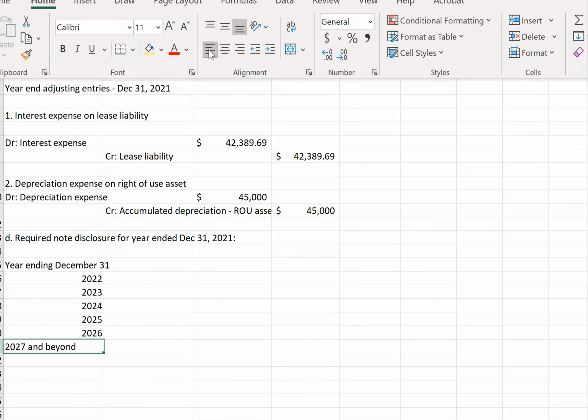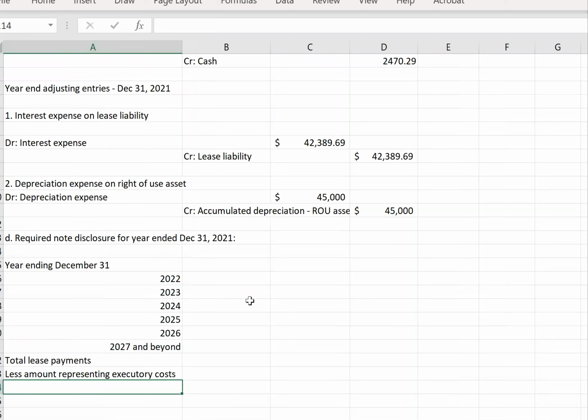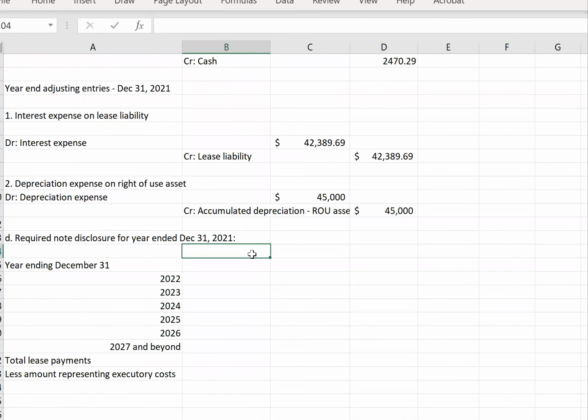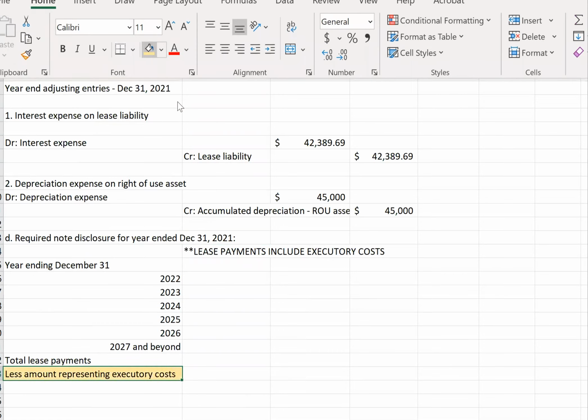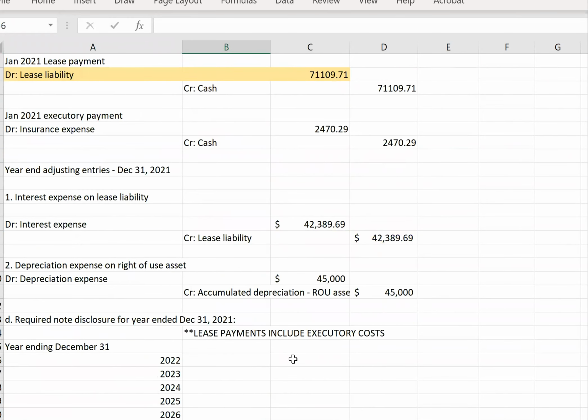So how are we going to get the amounts for these? We're going to have total lease payments and less the amount representing executory costs. Let's make this bigger. Okay, so in 2022, what is the balance of our lease payments? Well, now there is a major difference in this note disclosure. It includes executory costs, and you can see that then we show the amount that represents executory costs down here. So we won't be able to take the lease payments from our amortization schedule because remember, these are not including the executory cost.